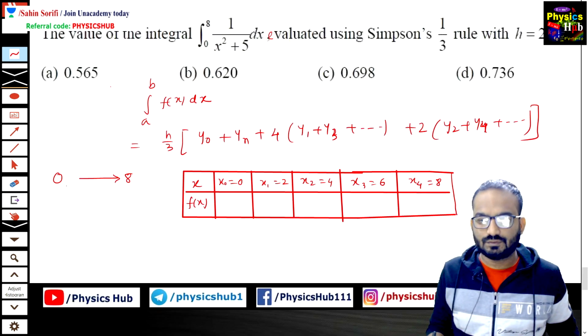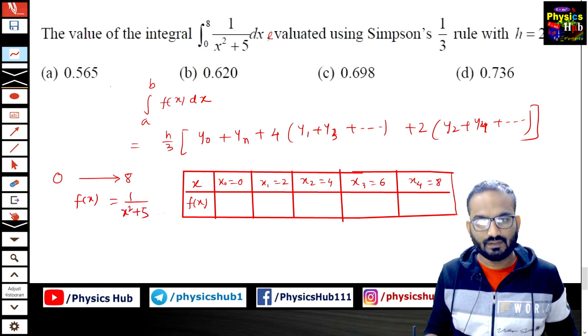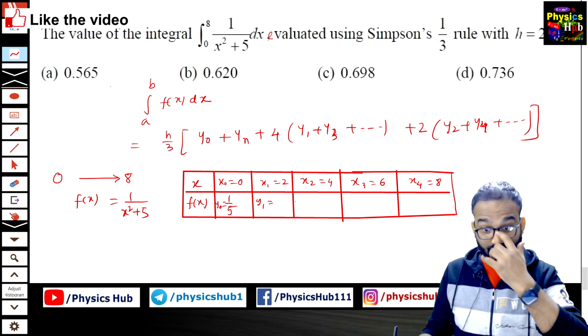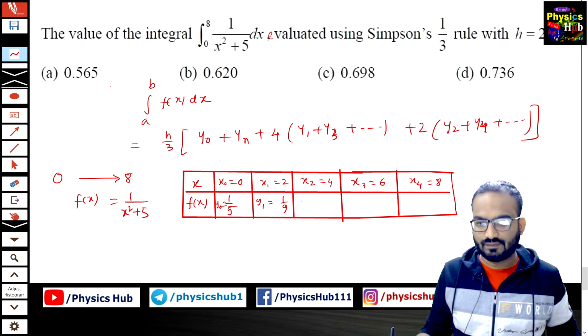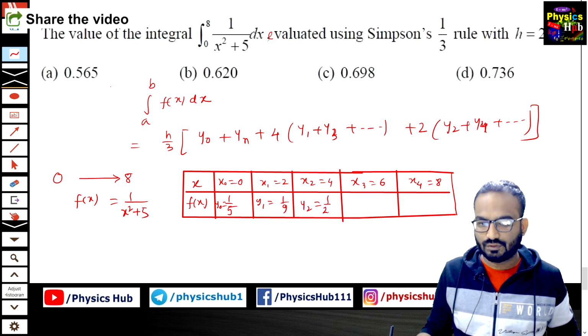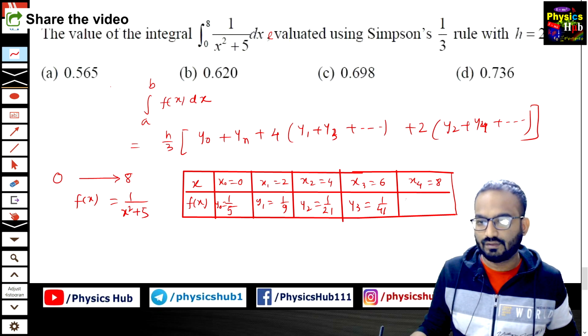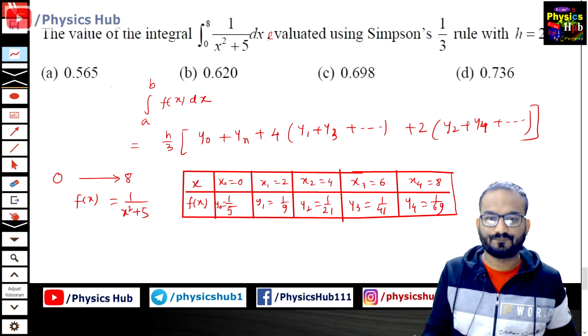So if you take x equals to 0 and f of x is given as 1 by x square plus 5, this will become 1 by 5. This becomes y0. y1 becomes, by putting x equals to x1, 1 by 2 square plus 5, which is 1 by 9. 1 by 4 square plus 5, y2, is 1 by 21. y3, 1 by 6 square plus 5, is 1 by 41. y4, 1 by 8 square plus 5, means 1 by 69. So we got these things.